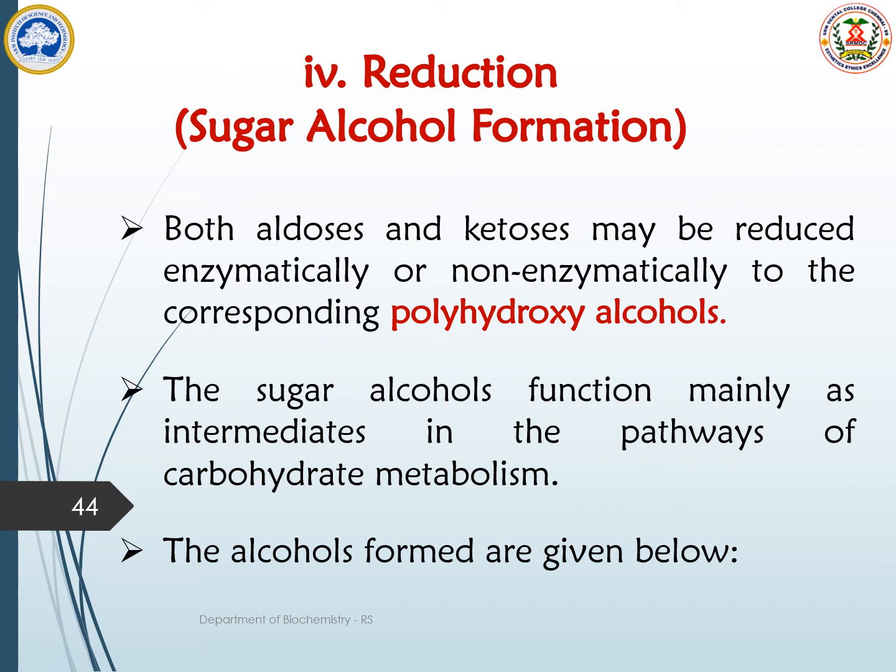Monosaccharides can also undergo a reduction reaction to form sugar alcohol. Both the aldoses and ketoses get reduced enzymatically or non-enzymatically to produce corresponding polyhydroxy alcohols. Usually the sugar alcohols are produced as intermediates in the pathways of carbohydrate metabolism. So in the next slide we'll show the formation of sugar alcohols from the monosaccharide.